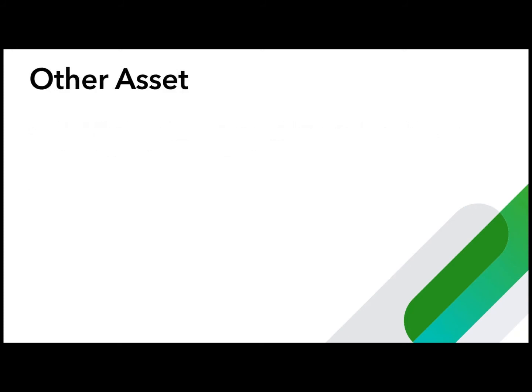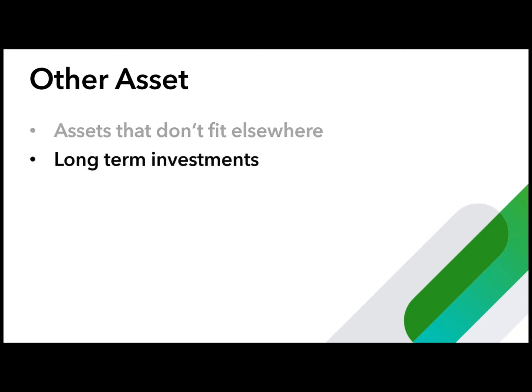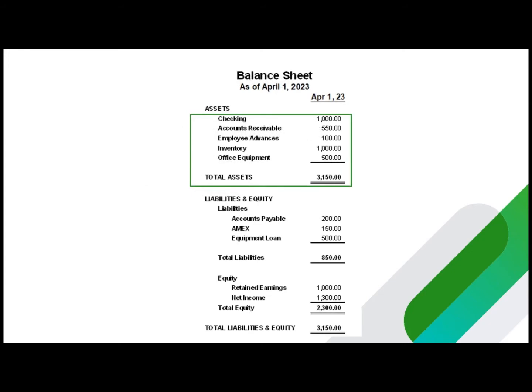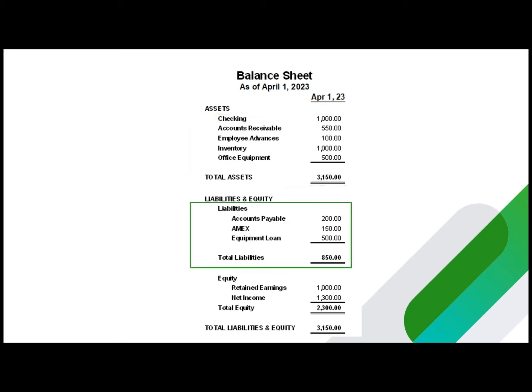The fifth type of account is Other Assets. These are assets that do not fit into one of the other asset types. An example of an other asset is a long-term investment. Other assets also appear in the Assets section of the balance sheet. The account types you've seen so far in this topic show what the company owns, the assets. Now let's focus on account types that show what the company owes, the liabilities.